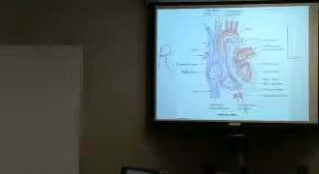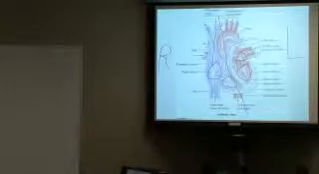So make sure you can label the atriums and ventricles. Part of a test, perhaps.